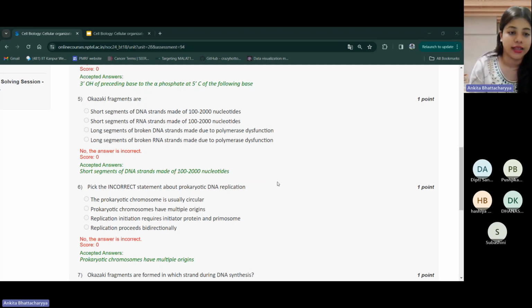If it was an RNA strand, then that would have to be removed, because we have understood that the RNA primers are always removed from the cell, and therefore it would not serve the purpose. And therefore option 2 is not correct.